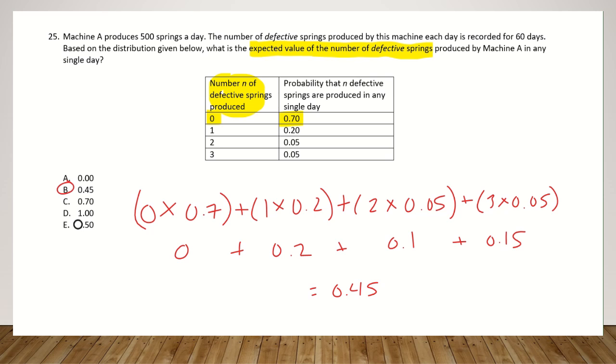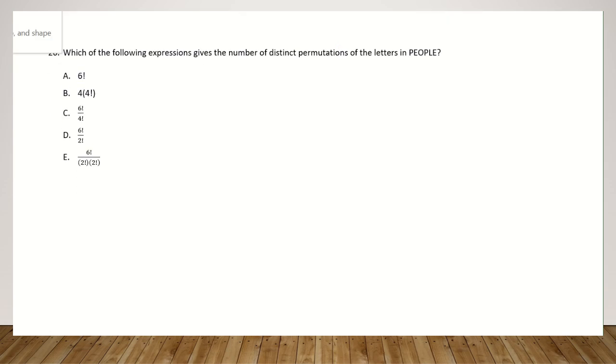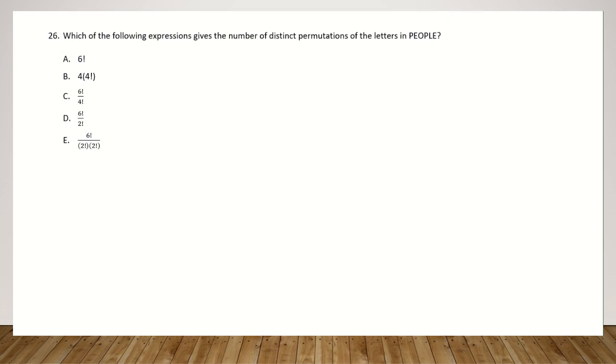All right, next one. Which of the following expressions gives the number of distinct permutations of the letters in people? So remember what we talked about, permutations is when you switch the letters around, right? Okay, now, but people has something interesting about it, okay? People has repeated letters. So there's 2 P's and there's 2 E's. I'm writing them in different colors, okay?